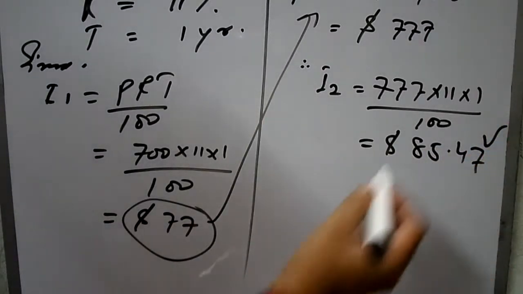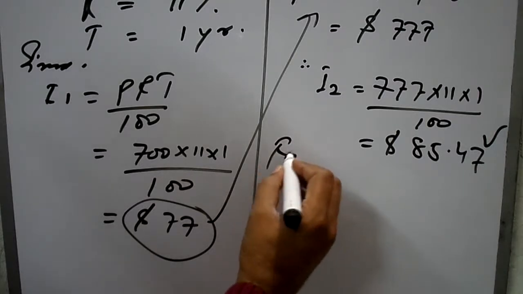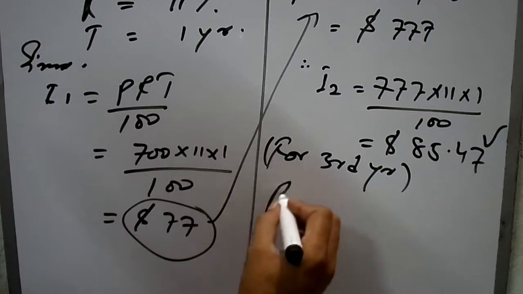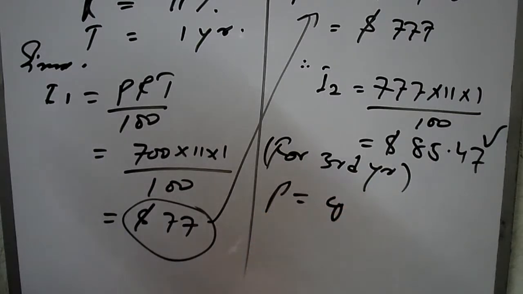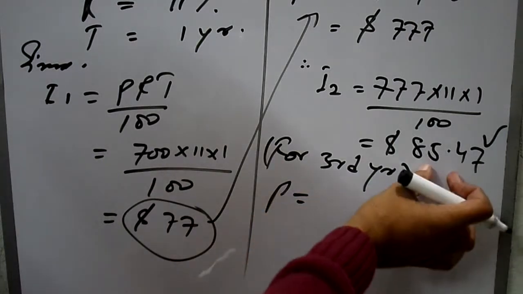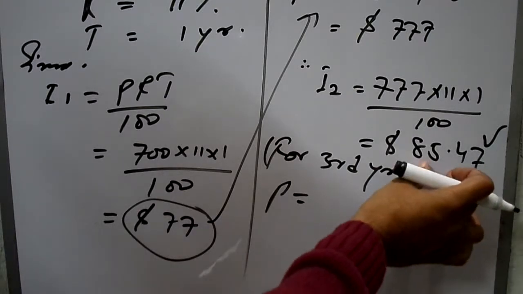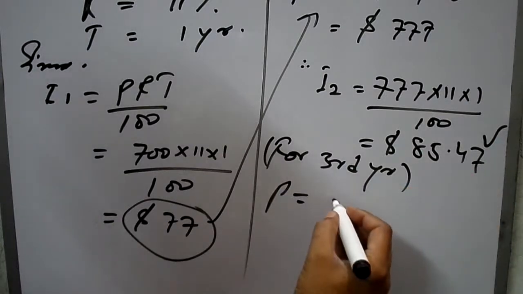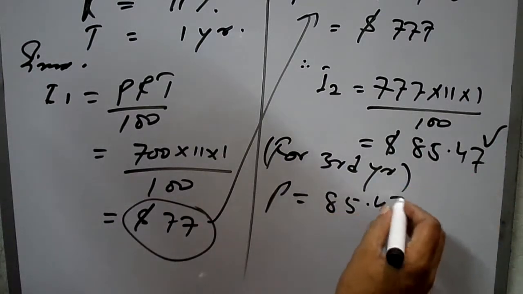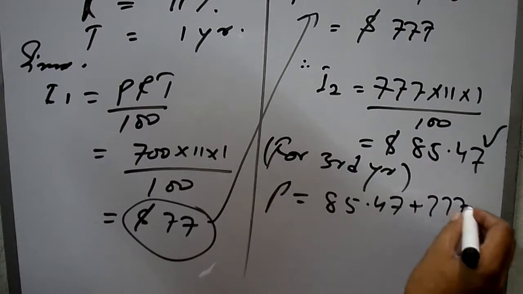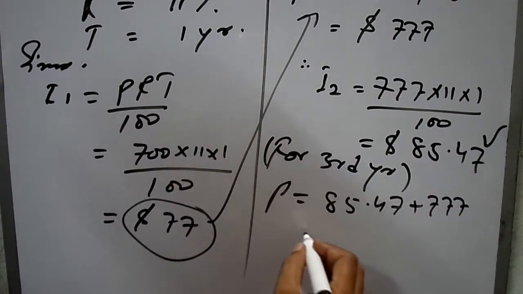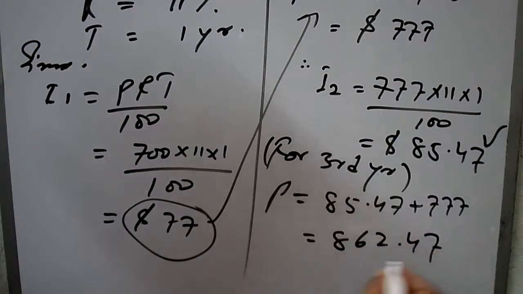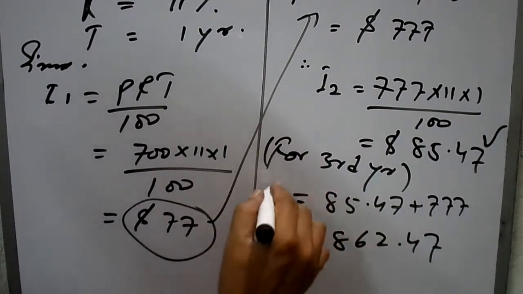Similarly, for the third year, the principal amount becomes, we should add the amount from the second year, that is 85.47, plus 777, so the total amount will be 862.47. So this is your principal amount.